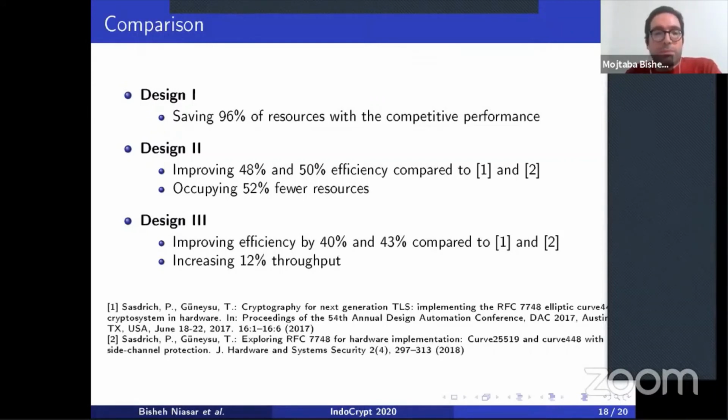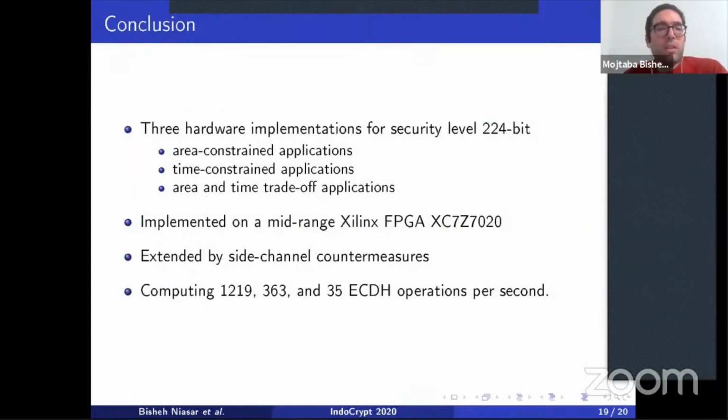To conclude, in this work we investigate 3 different hardware implementations for the curve 448, targeting area constrained applications, time constrained applications, and a trade-off between required area and required cycles. All of our designs have been implemented on a Xilinx FPGA and extended by side channel countermeasures. We can provide different performance levels based on our application using the curve 448. Thank you.